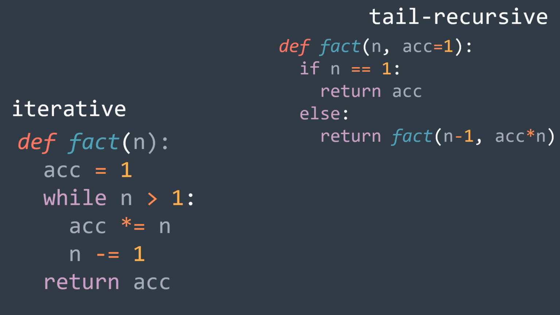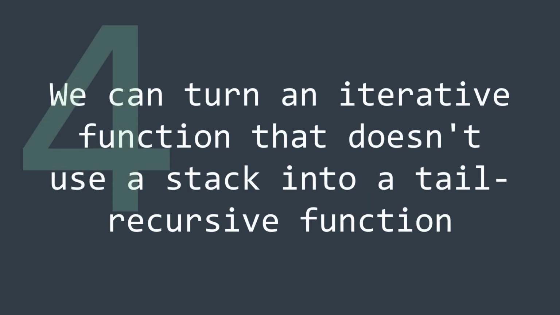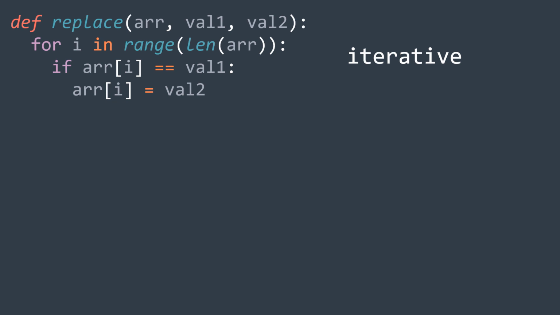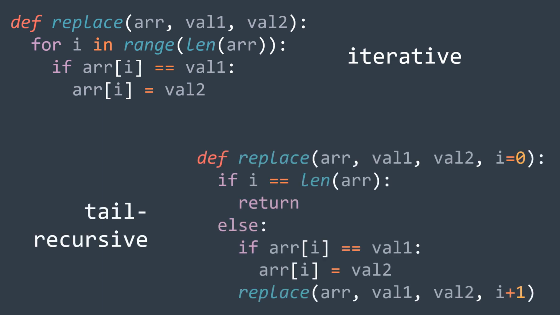Fourth thing, the opposite of the previous one, is the fact that we can turn an iterative function that doesn't use a stack into a tail recursive function. For example, we have this iterative function that is replacing all occurrences of val1 by val2 in R, and we can turn it into a tail recursive function like this. And here we don't even need an accumulator because we are just traversing and replacing. We don't need to return a value.